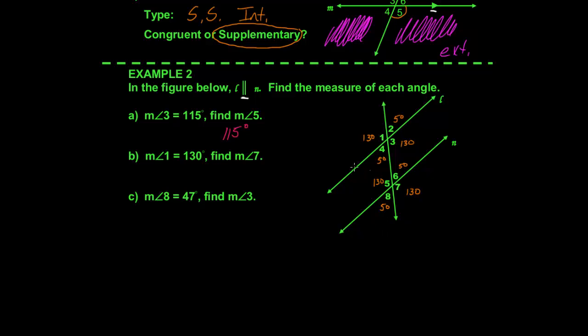So we're looking at the measure of angle 1. It says find 7. Those are alternate exteriors. If you wanted to go back and look at the alternate exterior definition, it's going to say they are congruent, which we have already determined. So the measure of that is 130 degrees. Don't forget your degrees.